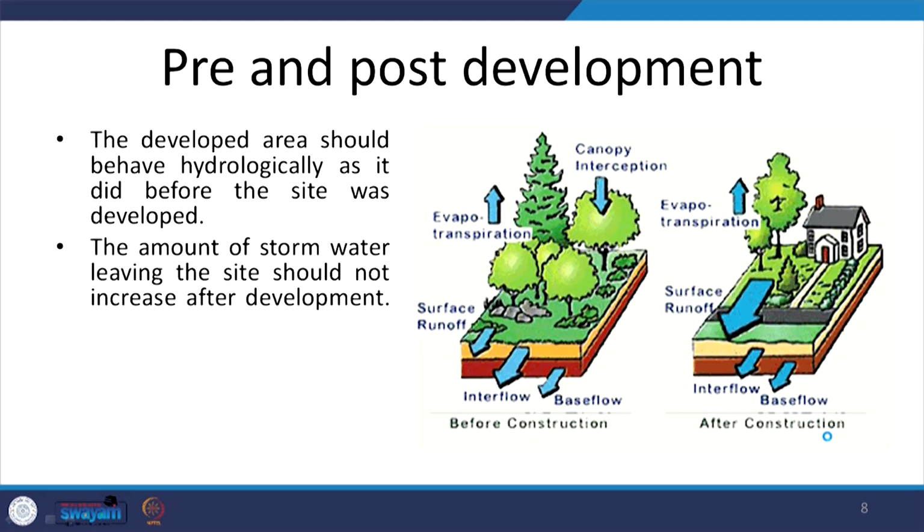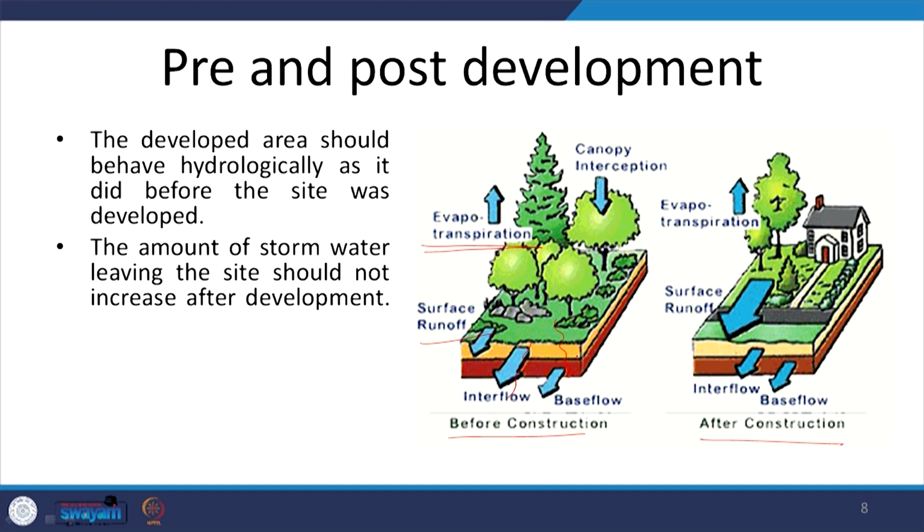So, when we are designing a site, we are looking at the pre and post development scenarios. What we have to try doing is to have the same amount of runoff even after the development as it was before the development and construction had taken place. If this was an undeveloped site with a lot of vegetation, water was going towards evapotranspiration, and then there was surface runoff, there was interflow right beneath the surface, and then there was base flow where the water was actually percolating to the ground.